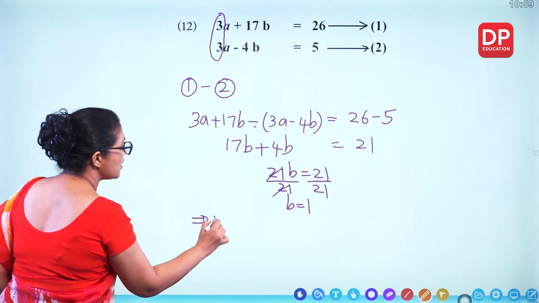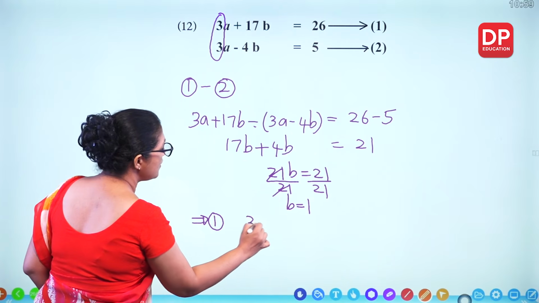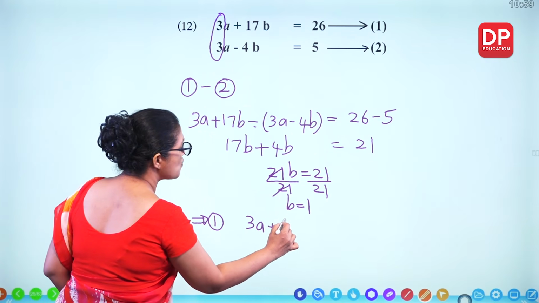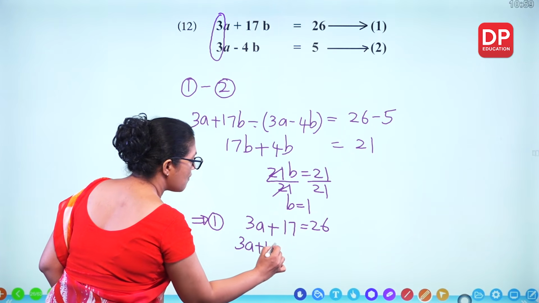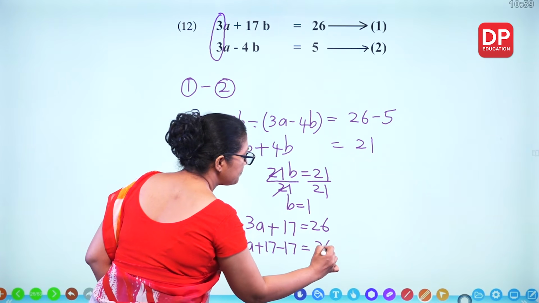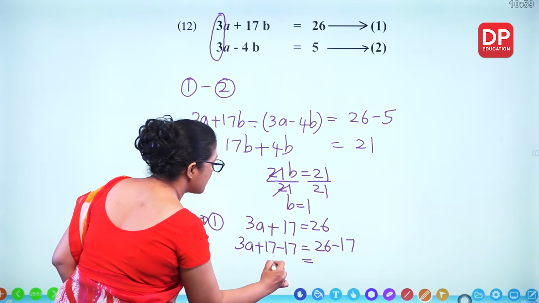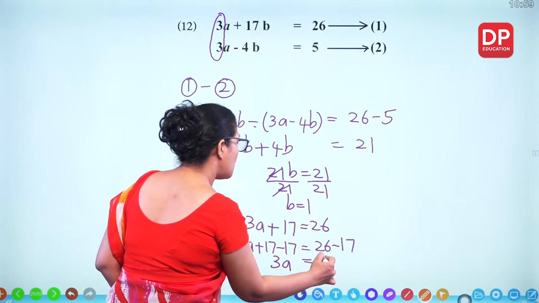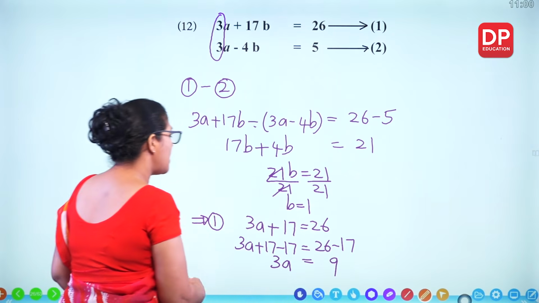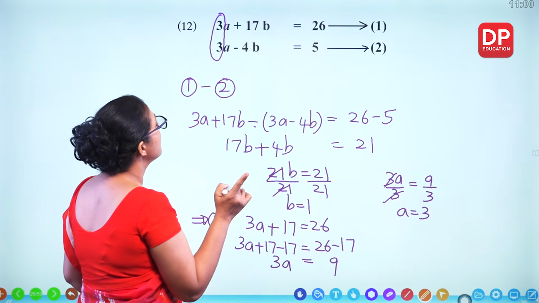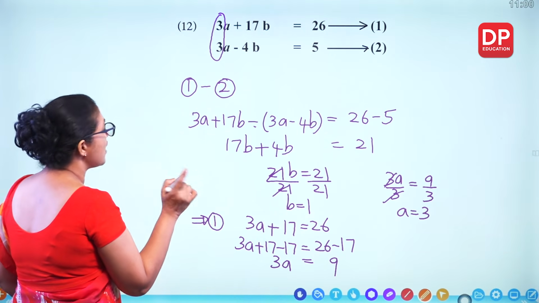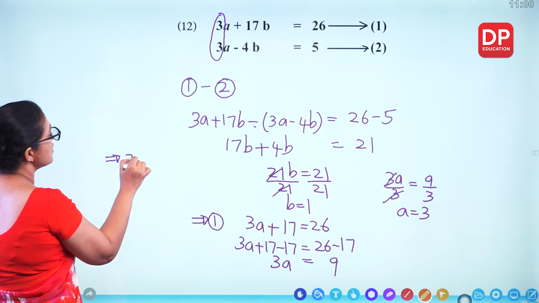Take one of the equations and substitute. b equals 1. 3a plus 17 times 1, 17 equals 26. Subtract 17 from both sides. You get 3a equals, what's the subtraction? You get 9. Divide this by 3 on both sides. a equals 3. We found a and b. Now we'll check by substituting into the second equation.